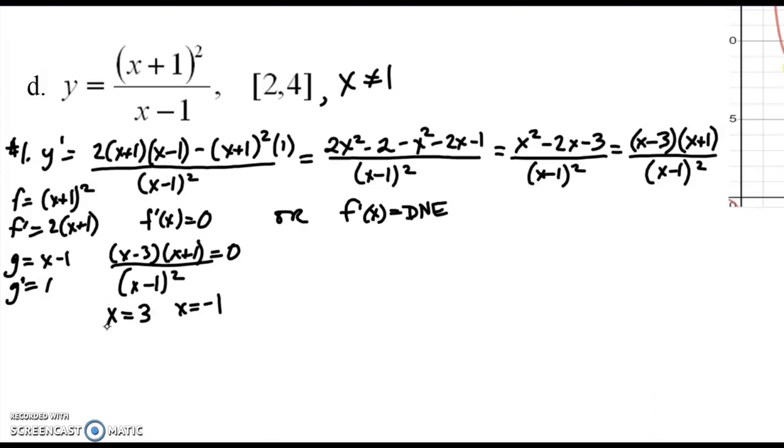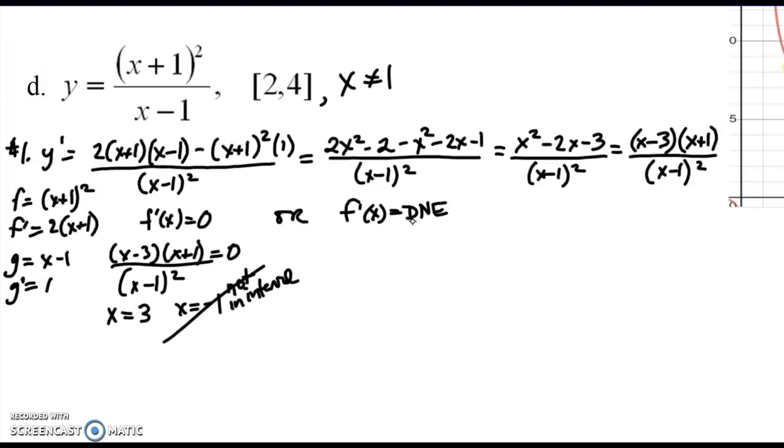Okay, so x minus 3, yes, it's in the interval. Here's one of our possible critical numbers. We can see that x equals minus 1 already is not in the interval. You can leave a little note so you remember what happened there. That is not a possibility.